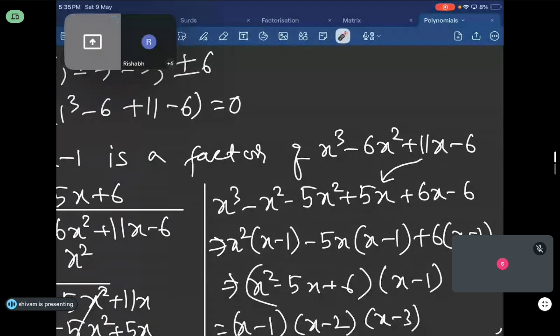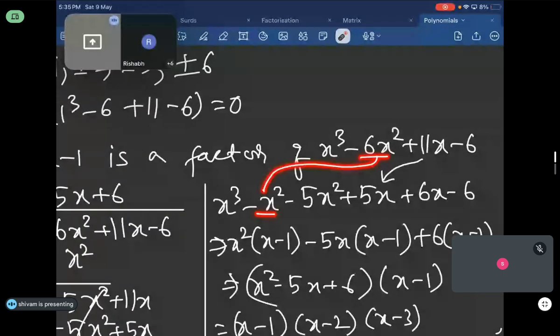Now we have got minus x square. So minus 6x square, I've already taken minus x square. Minus 5x square is left out, so I've written it over here. With minus 5x square, what term should you get so that you can take x minus 1 common out? Plus 5x, right? It will not be minus 5x. If it was minus 5x, then when you take minus 5x common, within brackets you'll get x plus 1. So it should be plus 5x, opposite signs.